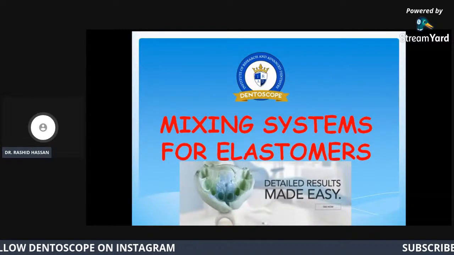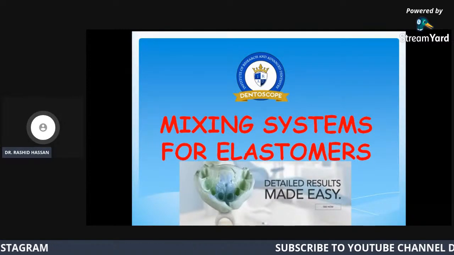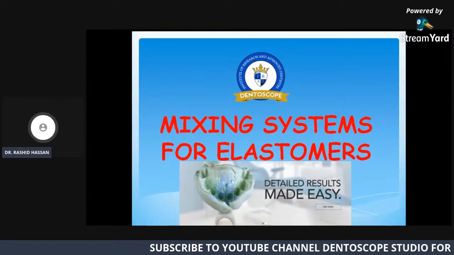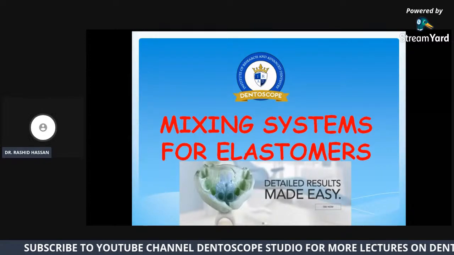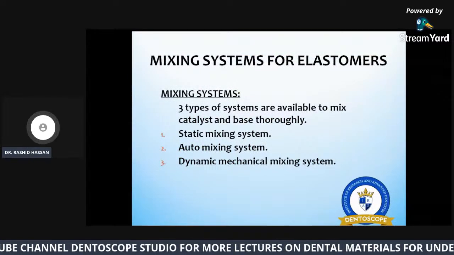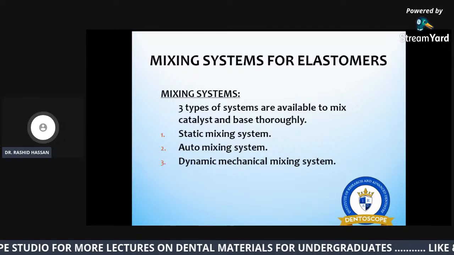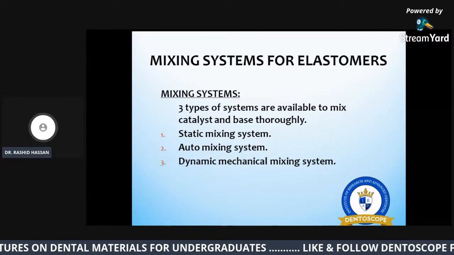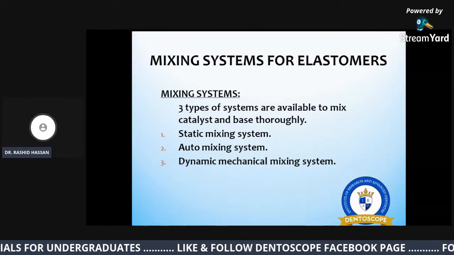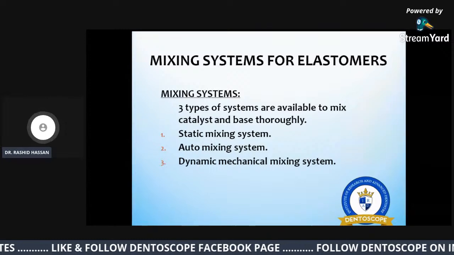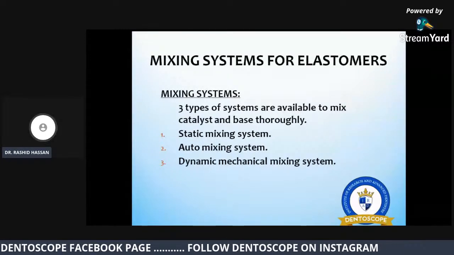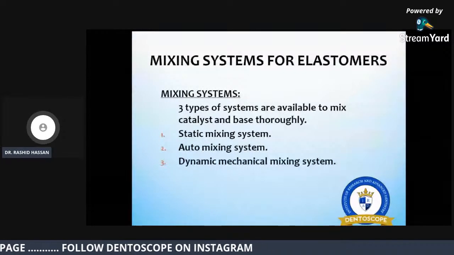Then the mixing systems for the elastomers. I'm going to go through the mixing systems, how you're going to mix the elastomers, one by one. There are three types of systems which are used to mix the catalyst paste and the base paste. I told you they are available in two forms, catalyst paste and base paste. So there are three ways by which you can mix them.